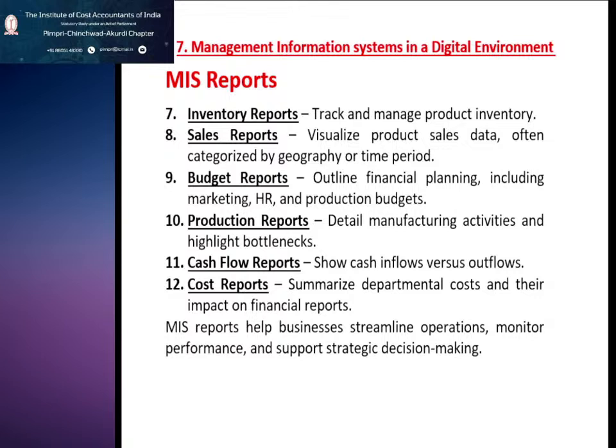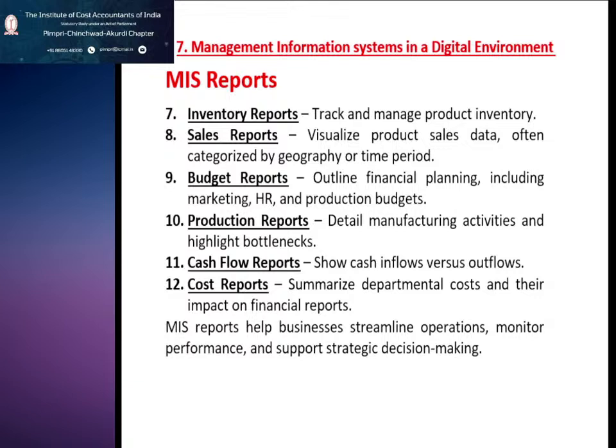Then typically these are all functional reports also, you can categorize. So another type is the functional report. Financial report is a functional report. Inventory report is a functional report. Sales report is a functional report. Budget reports could be at a corporate or organization level, or budget reports at the respective functional level also. So these are various facilitations that should be there in the MIS. Budget reports outline financial planning, including marketing, HR and production budgets. So there could be a corporate budget and a functional budget also.